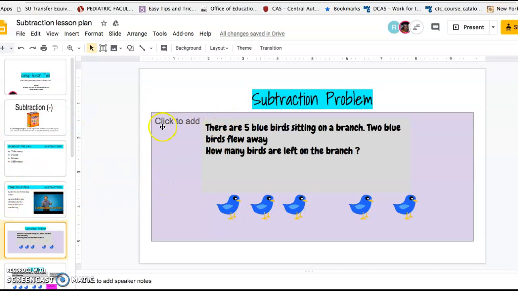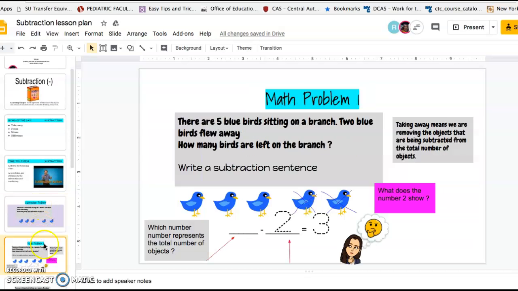This is a word problem that we are going to work as a class. So this is our word problem here, and it's explained more in depth here. There are 5 blue birds sitting on a branch. 2 blue birds fly away. How many birds are left on the branch?